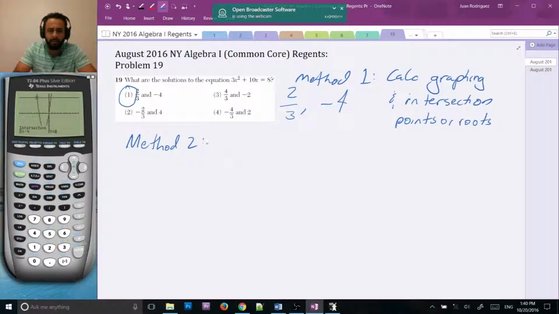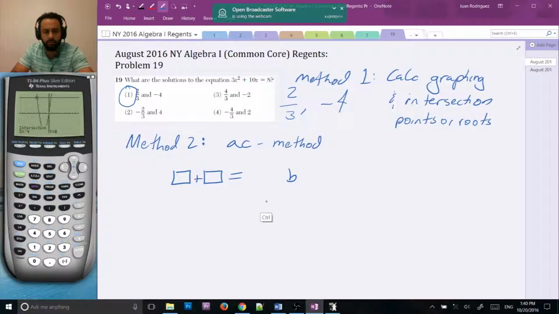So method 2, what I've seen a lot of teachers do and like, is called the AC method. So you let a sum equal b, which in this case, here's the issue. We do have to get the quadratic in standard form. We have to isolate 0.